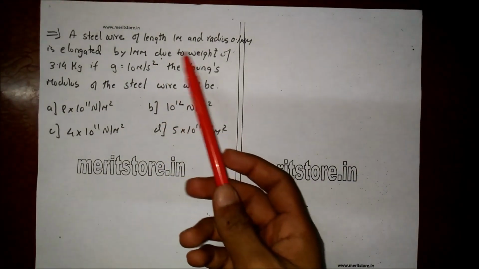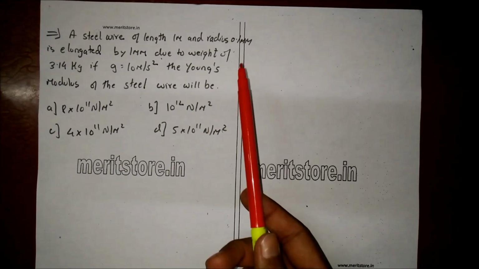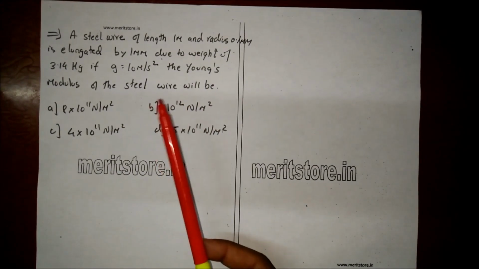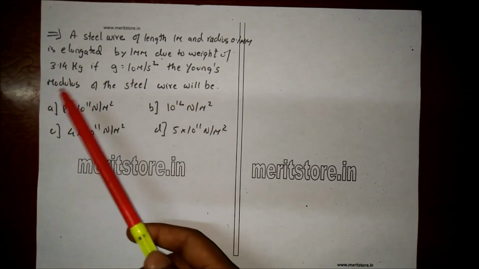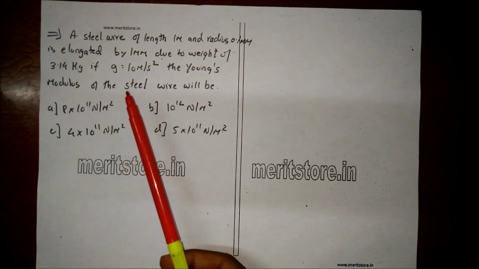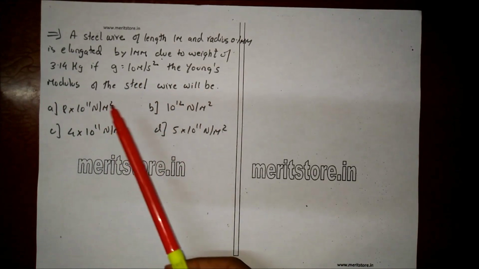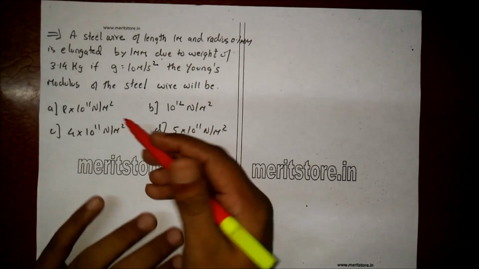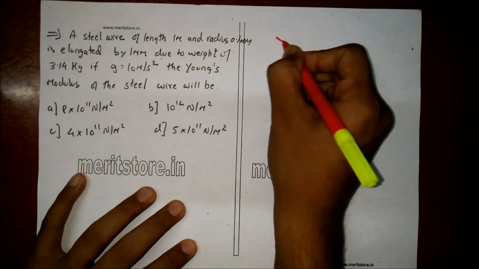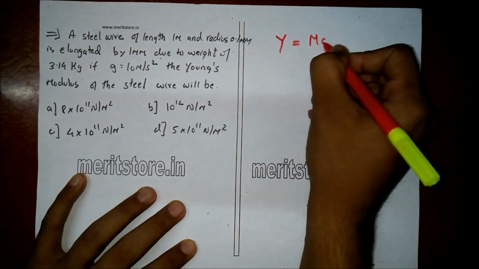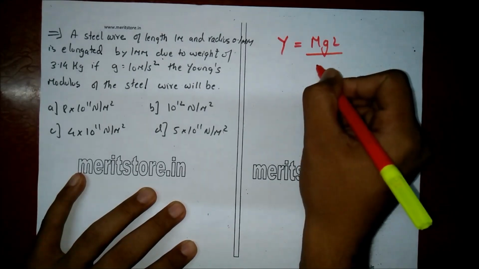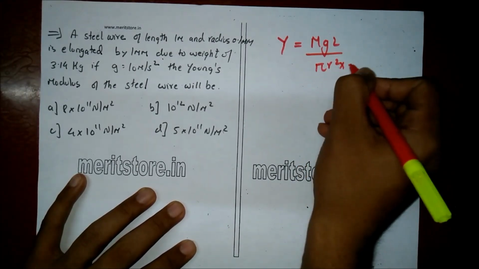A steel wire of length 1 meter and radius 0.1 millimeter is elongated by 1 millimeter due to the weight of 3.14 kg. If g is equal to 10 meter per second square, the Young's modulus of the steel wire will be, here are the options. Now the Young's modulus given by Y is equal to mgl upon pi r square into e.